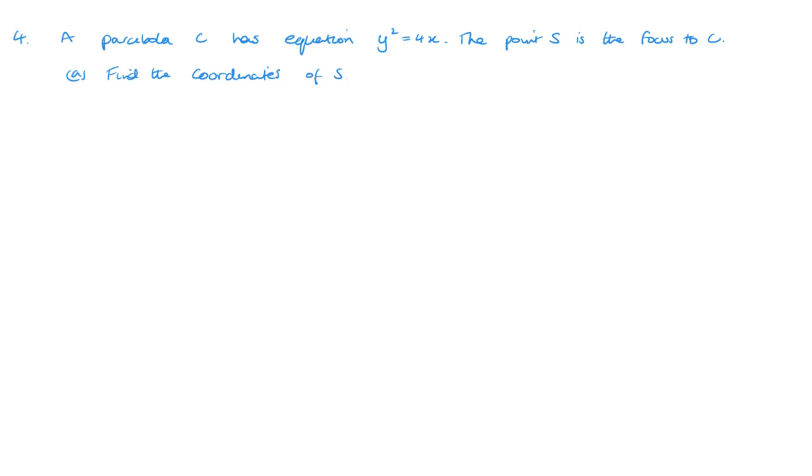So first part is find the coordinates of S. So y squared equals 4ax. So 4a equals 4, a equals 1. So S is 1, 0.